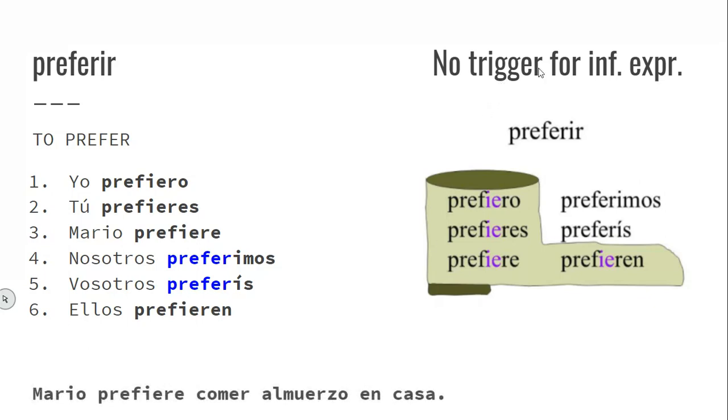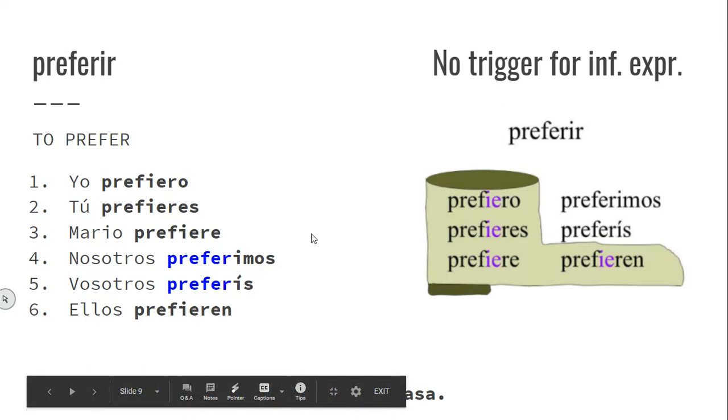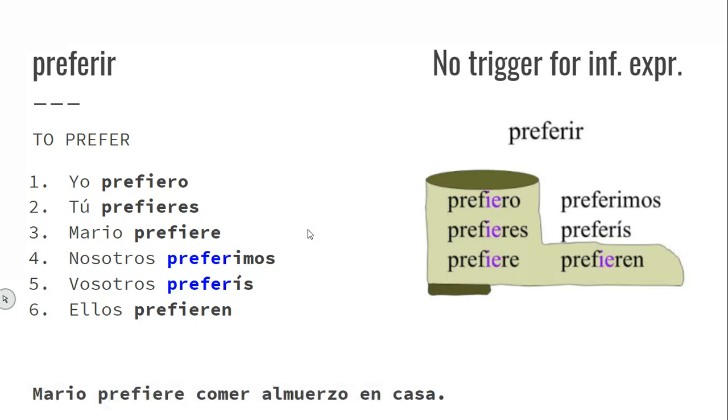Also note that we do not have a trigger for our infinitive expression. And so if we are going to use two verbs in a row with preferir, and preferir is the first, all we have to do is put that infinitive right after. So example, Mario prefiere comer almuerzo en casa. Mario prefers to eat lunch at home. All right, two more verbs.